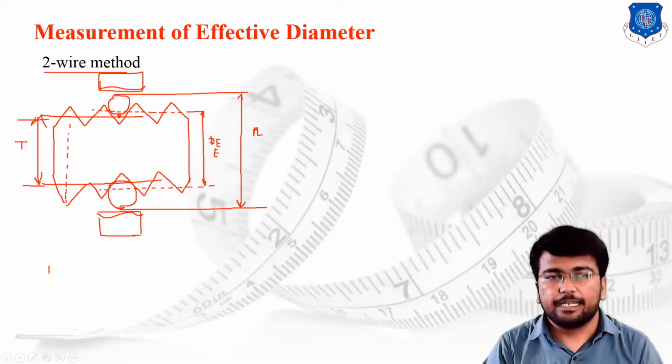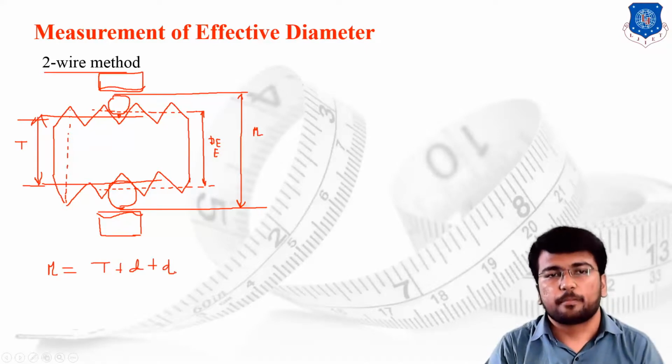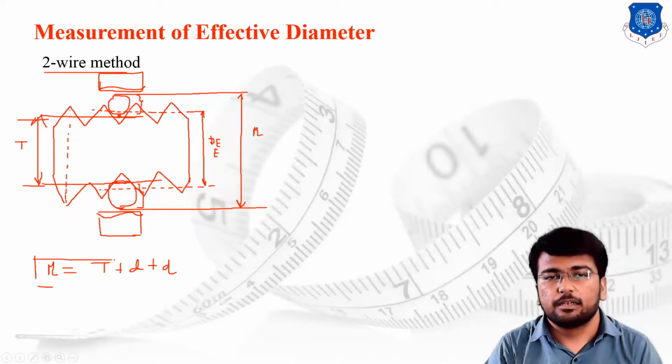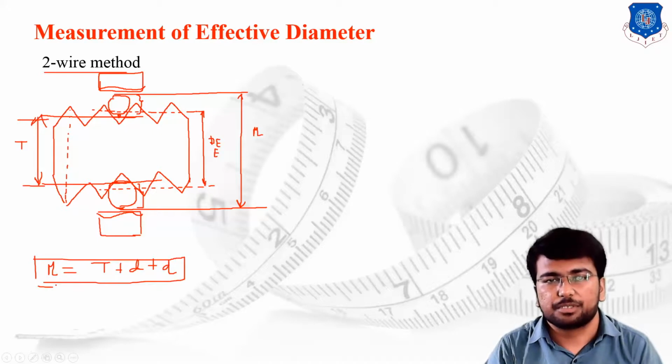I can say that I know the value of M. M is equal to T plus... simply, what is M? M is the dimension over the wire. It contains the total dimension till the bottom point plus the addition of this particular diameter. So I can say that M is equal to T plus 2D. This is the basic dimensioning system.